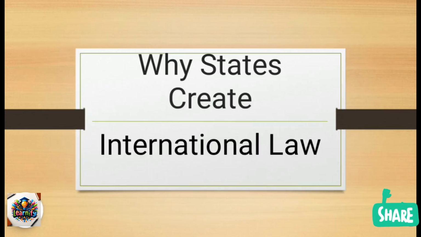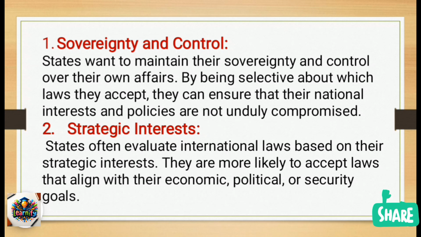Why states create international law, which is a very important question. Sovereignty and control. States want to maintain their sovereignty and control over their own affairs. By being selective about which laws they accept, they can ensure that their national interests and policies are not unduly compromised. Strategic interest. States often evaluate international laws based on their strategic interests. They are more likely to accept laws that align with their economic, political, and security goals.